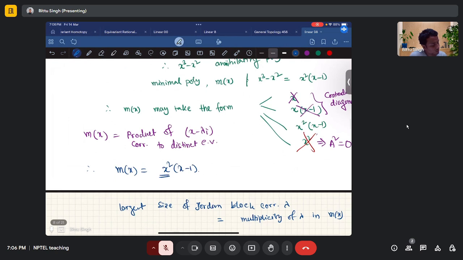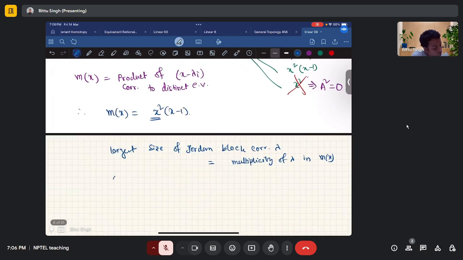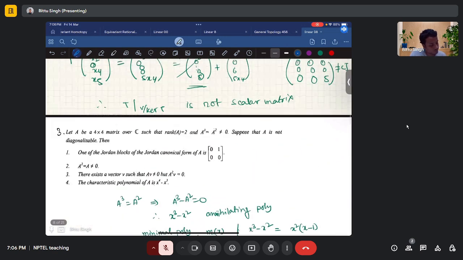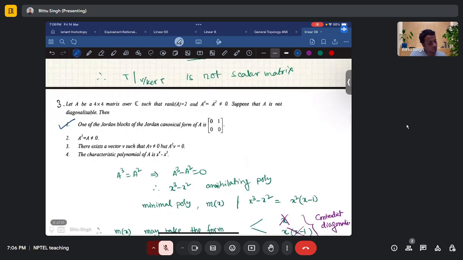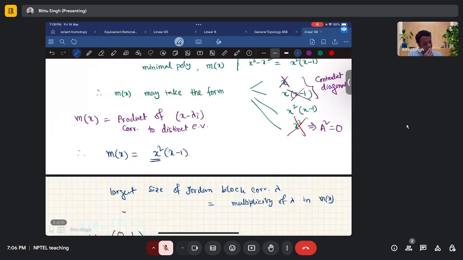So we can see in the minimal polynomial that x minus 0 has multiplicity 2. Therefore, the largest size of the Jordan block should be 2. So this will appear: the Jordan block of size 2, J2 of 0, which is actually 0, 0, 1, 0. Right? Now, is it possible that A squared equals A, which is non-zero?